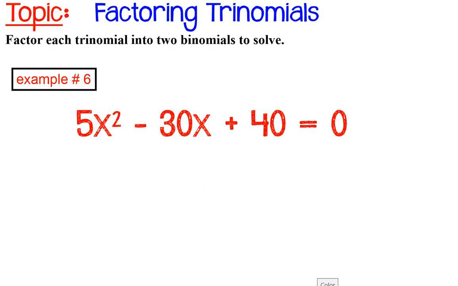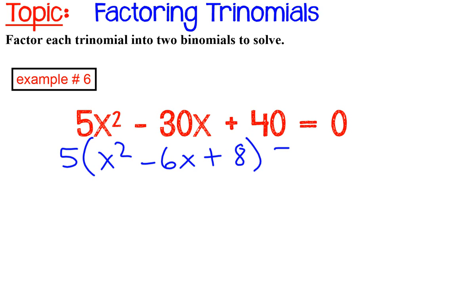What's the first step always? It's not the diamond pattern. It's looking for a GCF. And this problem has one. So I'm going to factor out a 5. That leaves me with x squared minus 6x plus 8. And now when I start my diamond pattern, I use these new smaller numbers. So my product is positive 8, but my sum is negative 6. Well, I know I've got 4 and 2, but since the sum is negative, I need 2 negatives.